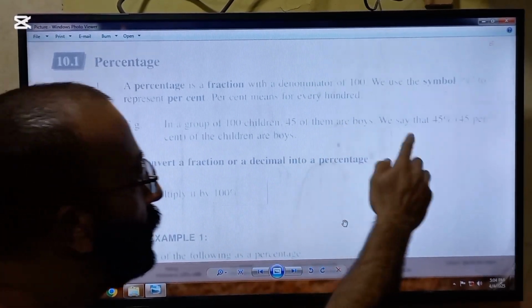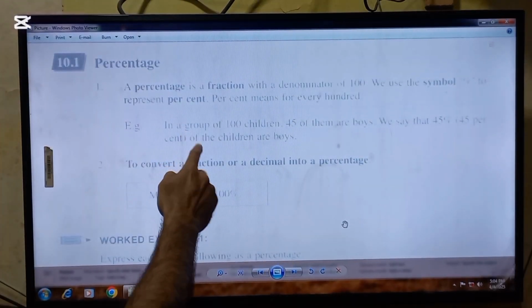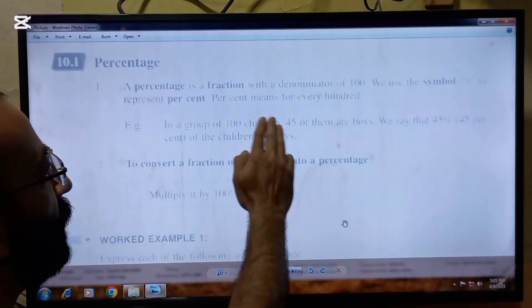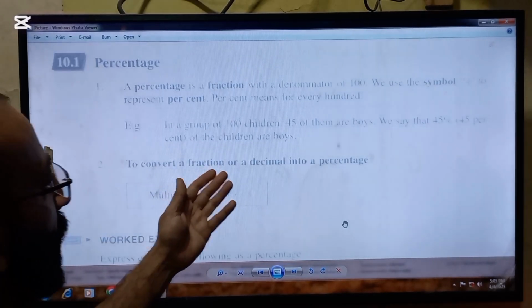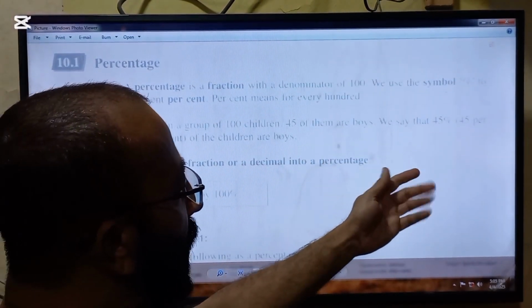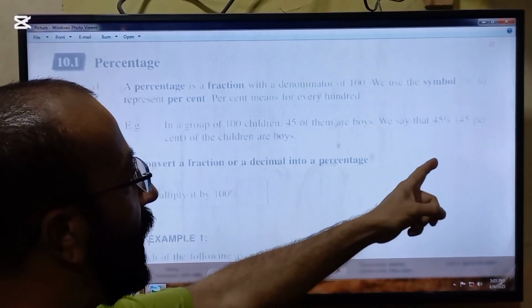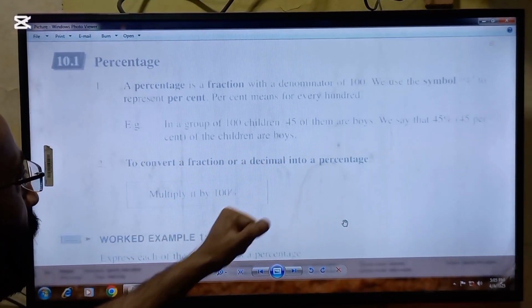100. We use the symbol % to represent percent. Percent means for every 100. For example, in a group of 100 children, 45 of them are boys. We say that 45%, that is 45% of the children are boys.